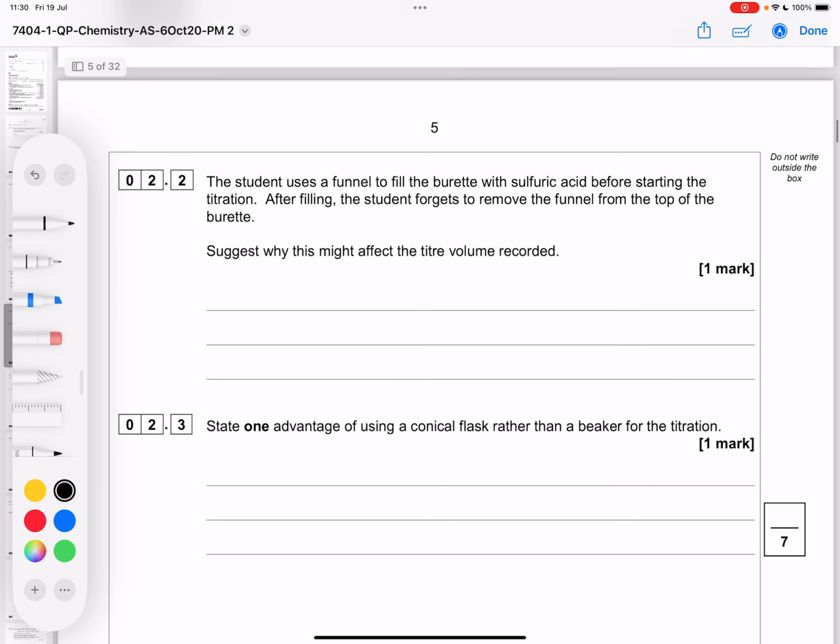The student uses a funnel to fill the burette with sulfuric acid before starting the titration. After filling, the student forgets to remove the funnel from the top of the burette. Suggest why this might affect the titre volumes.